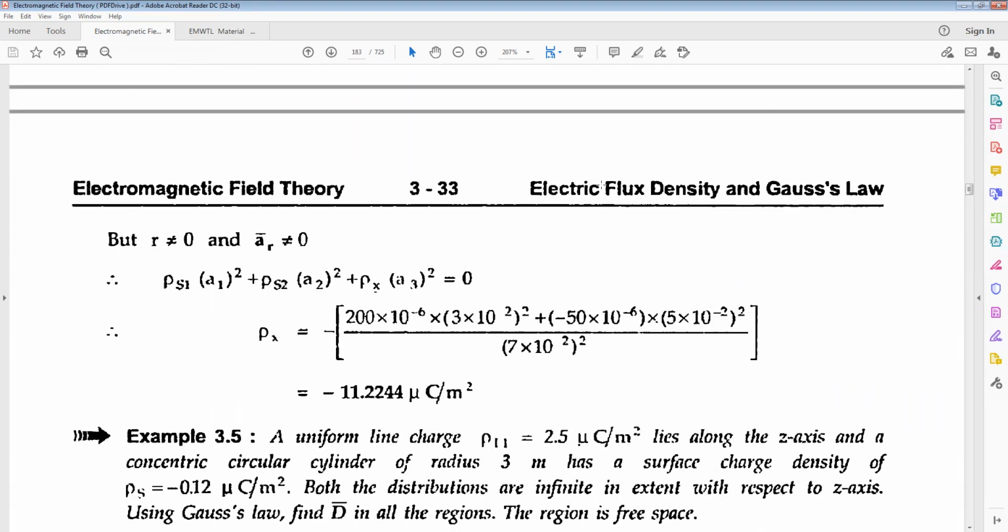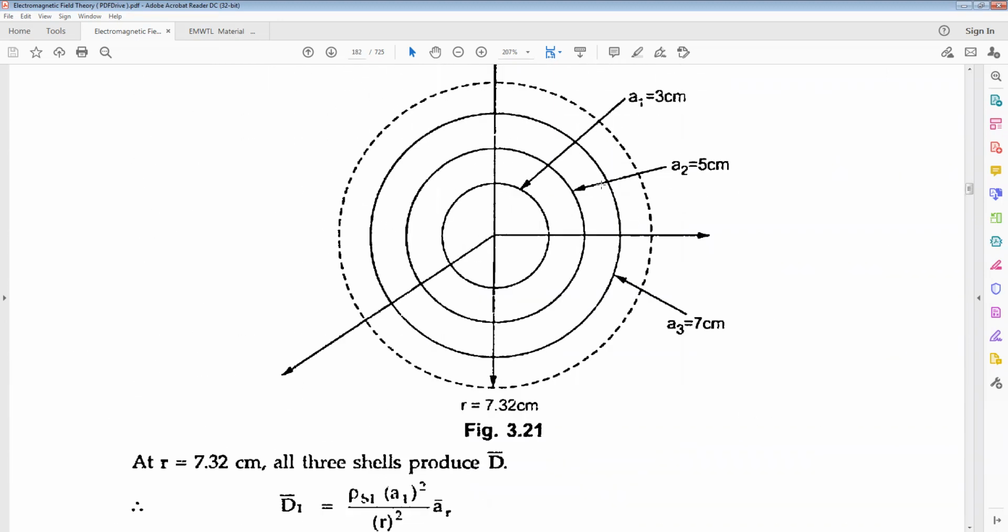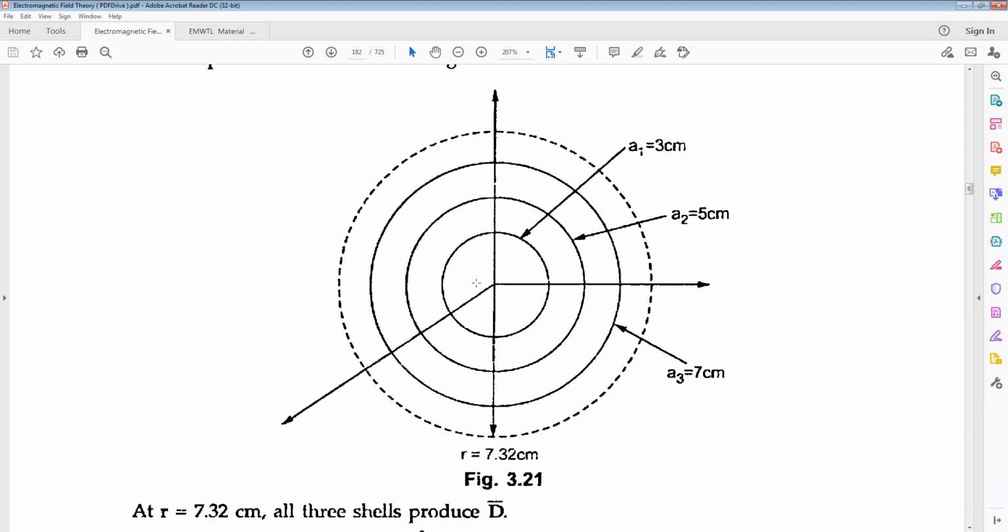Got it, my dear students? It's very important and interesting also. If this dotted line is inside all the circles with radius of 2, there is no effect. And at 4 centimeters, there is no effect of 7 and 5, only by using the 3. And if it is in between 5 and 7, there is no effect of 7, only the effect of 3 and 5. You can find the electric field and the electric flux.